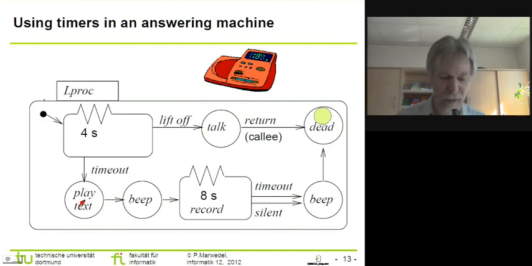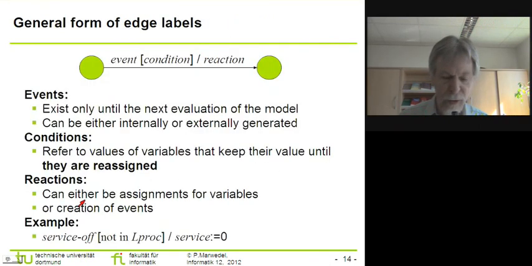We will be exiting this superstate if the calling person returns the headset. So this is how we can use the timer. Now, so far we have used examples to demonstrate what we can annotate to these edges. Now it's the time to really look at the general form of what's available for the labels at such an edge. In general, we can have three different things there.